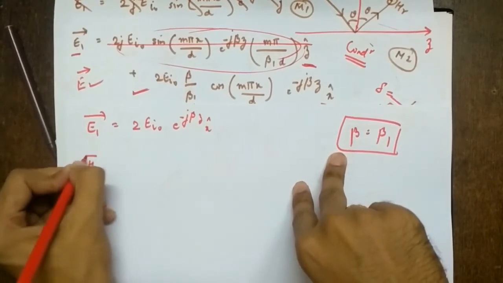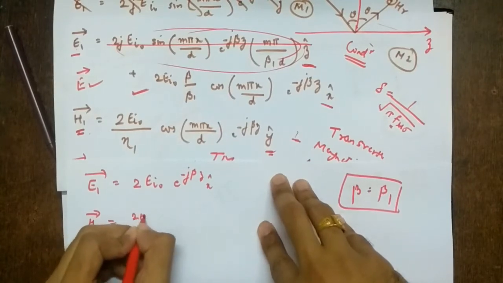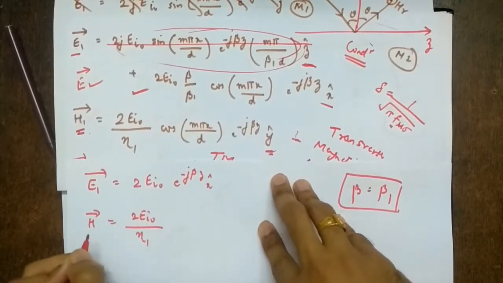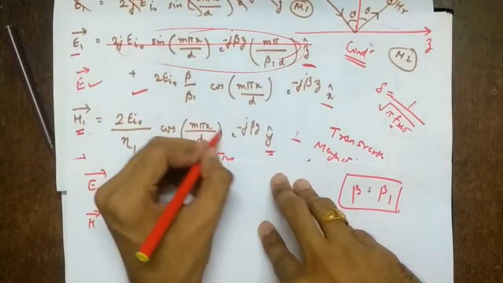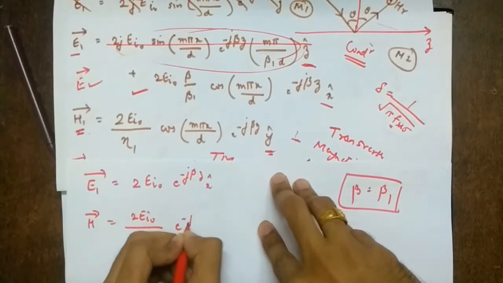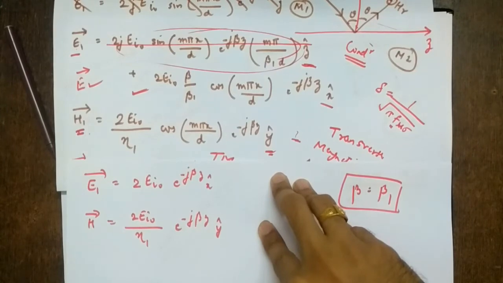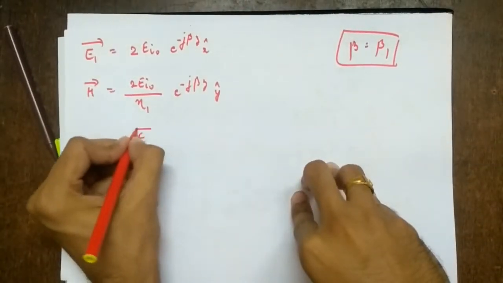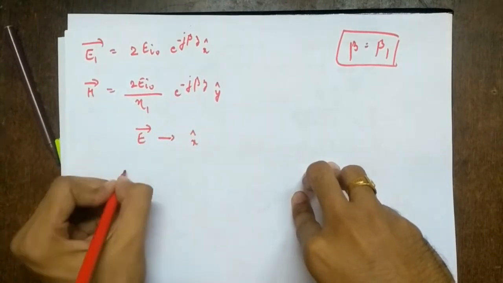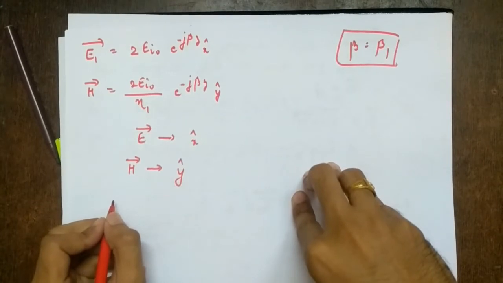Similarly, what will be the H1 vector? So 2 Ei naught upon eta 1 as it is. Cos of m is 0, so cos 0 is 1, the maximum value. So this is also as it is. Then e raised to minus j beta z y cap. Okay, so this is the H1 vector. So what do you observe? Just think over it. We have the E vector as x cap. We have the H vector as what? y cap. Right?